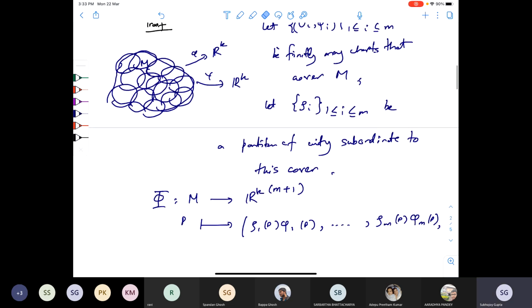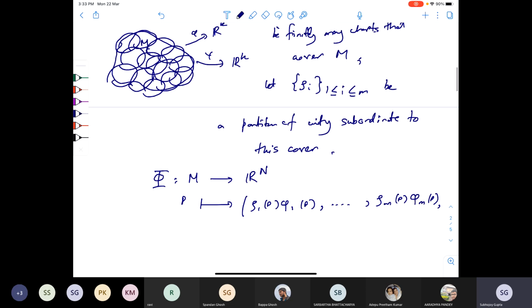Okay. So let me keep this n, and okay. We'll figure out what the correct dimension is. Maybe I computed it wrongly. Okay, if that's what your question was. So I haven't yet described all of the map. It's rho 1 phi 1 of p up to rho m phi m of p.